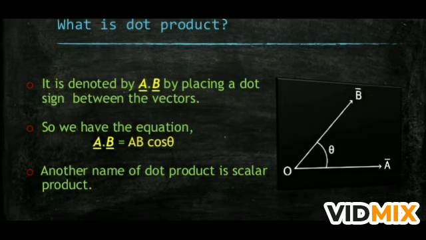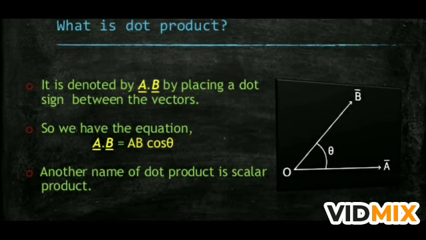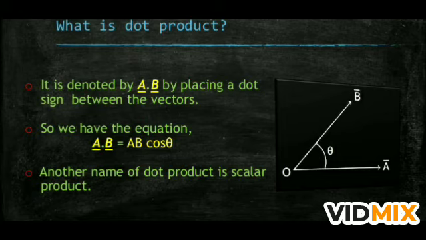Another name of dot product is scalar product, meaning whenever we multiply two vectors and get a scalar value, we say this is a dot product. So the dot product is also known as the scalar product of two vectors.